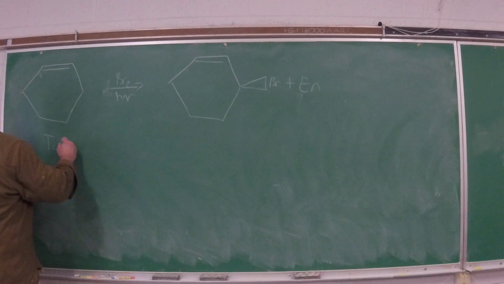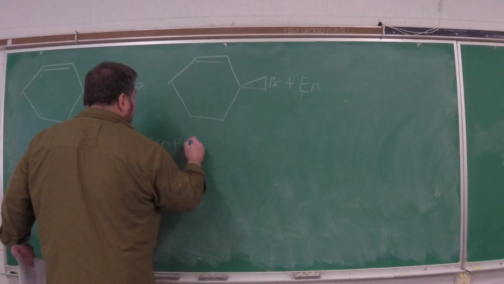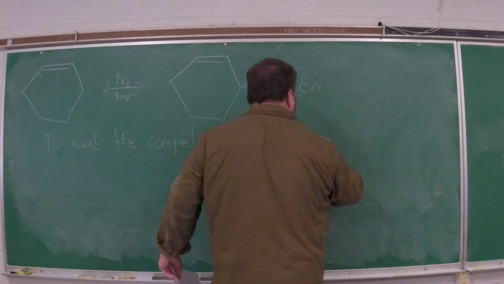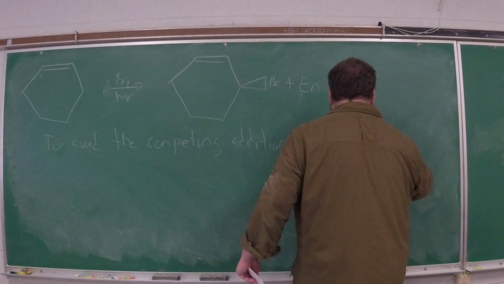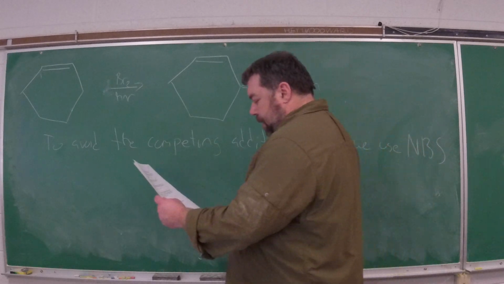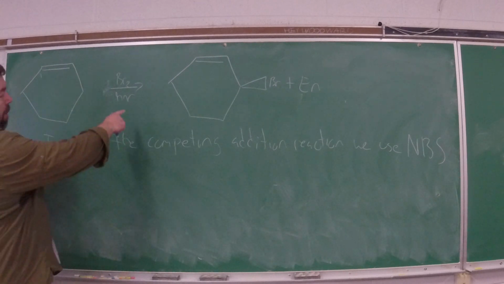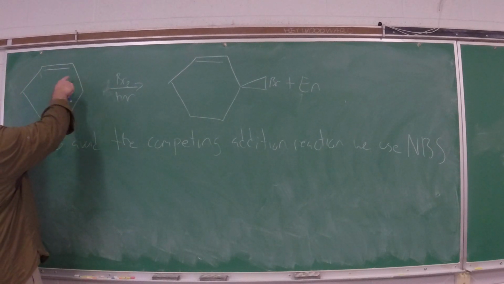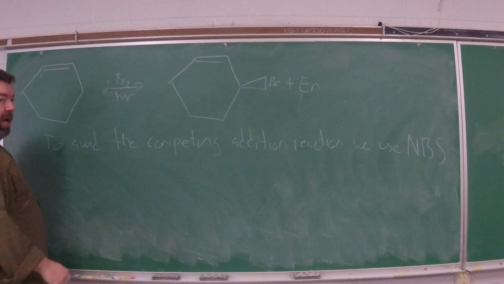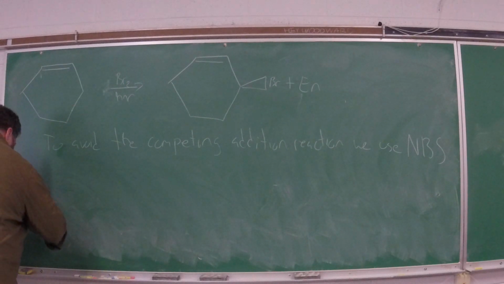To avoid the competing addition reaction, we use NBS. And I will draw this bad boy out here. Again, remember, when we had a double bond, we had Br2, what do we have? We had an addition reaction. You added anti, it would be anti on this ring, right? One on each side. Anyway, so to avoid that, we're going to use NBS. And here is NBS.